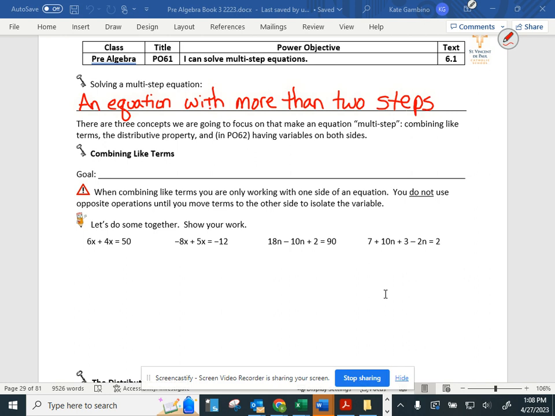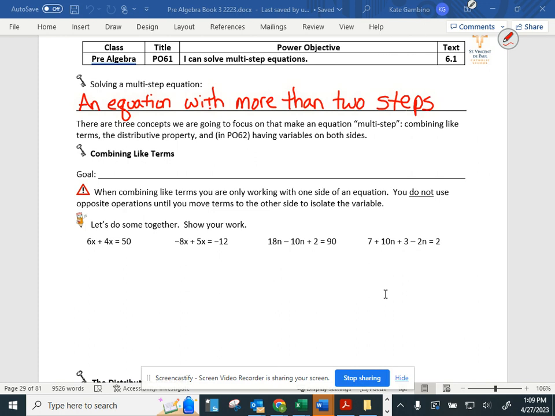So we're building on those objectives that we worked on a while ago, and we're adding to them. There are three concepts we're going to focus on that make an equation multi-step. Combining like terms, the distributive property, and in what we're going to do in PO62 is having variables on both sides. And we have had a little experience with that with our Khan Academy, having variables on both sides with the slope-intercept form, variables on both sides. So we have exposure to that already. We're going to work on it more deeply.